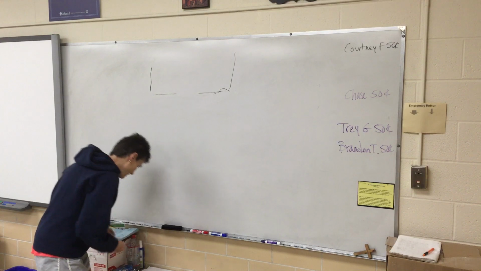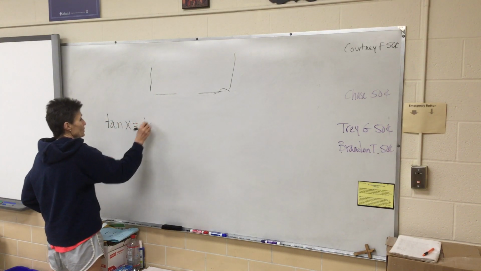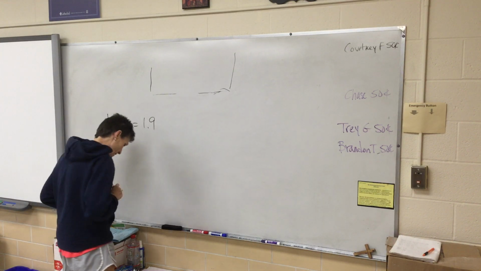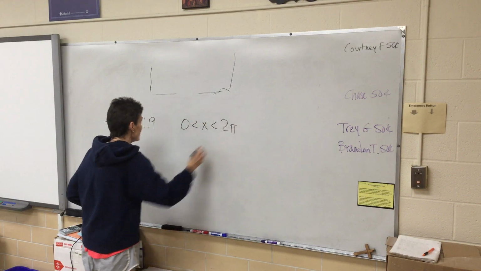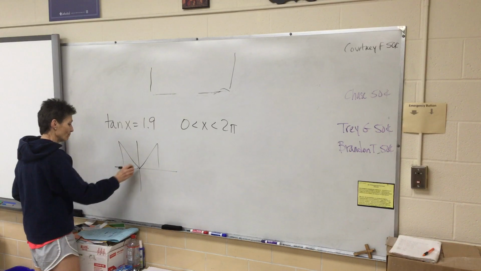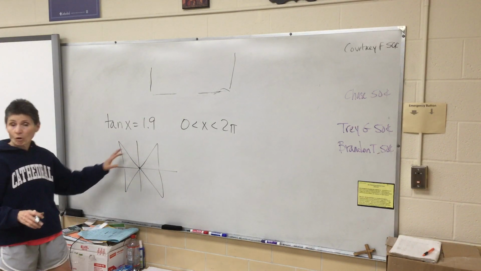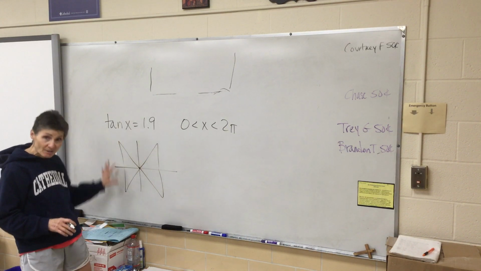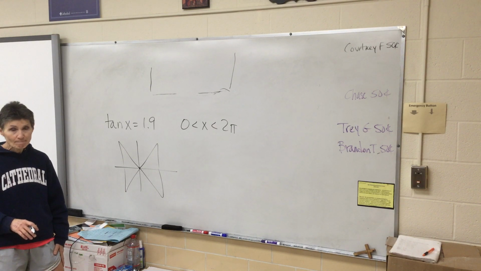All right, let's try tan x equals 1.9. Notice it's not a √3 or a 1/2 or something, it's a random number. And we're between 0 and 2 pi. So we're going to go all the way around. We're going to look everywhere. Now, I'm not saying that these are all going to be answers, but we're going to consider the possibility of all those being answers. Okay?